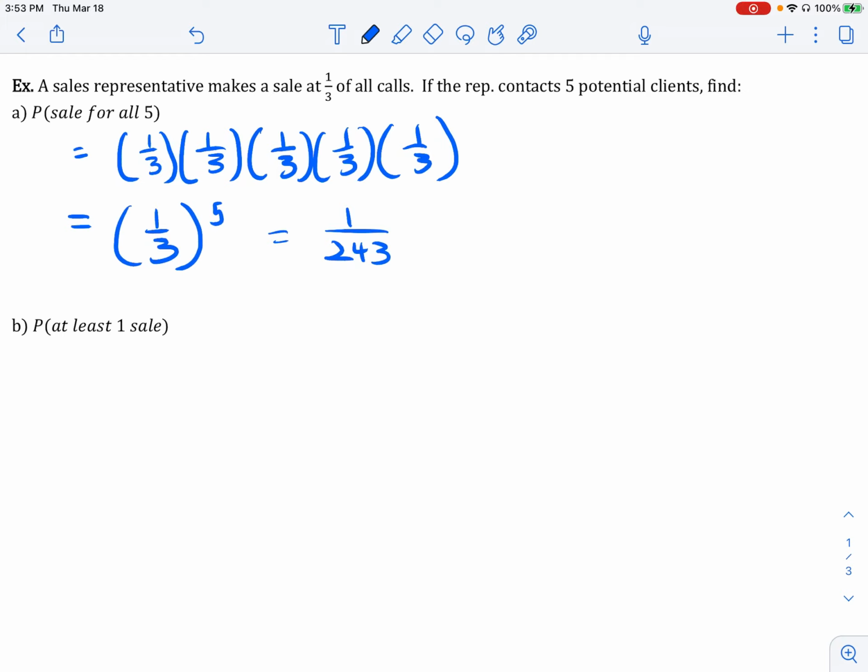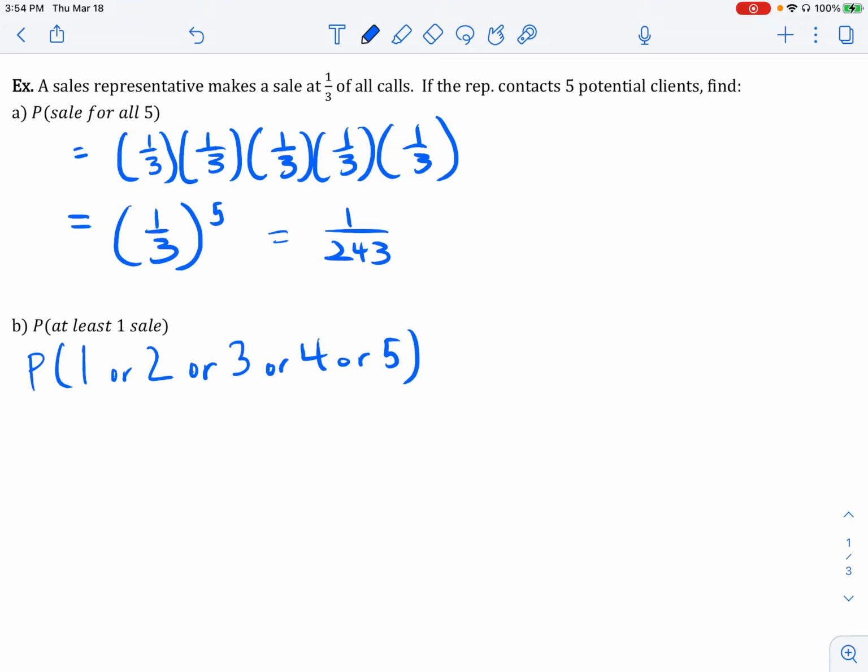Well, what's the probability that they'll make at least one sale? One way you could do this is to say, all right, what's the probability that they'll make one sale or 2 sales? Remember that the word at least creates a couple of different or situations, or 3 or 4 or 5. And this is a lot of adding. I don't really want to deal with this.